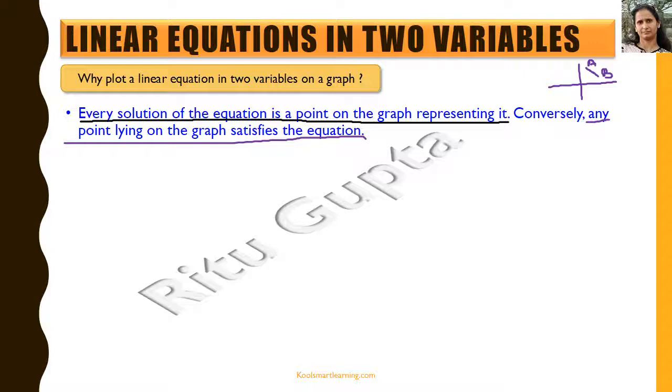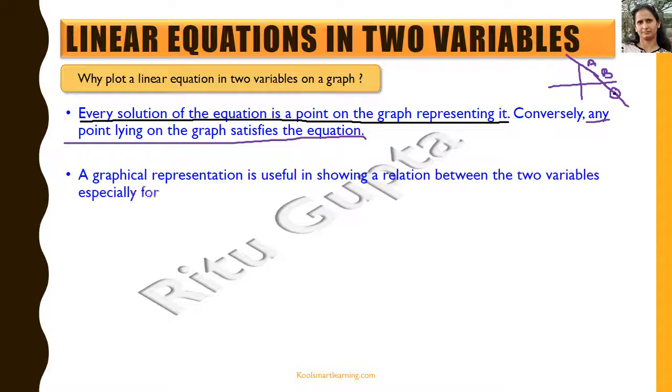every solution that we possibly find out has to lie on this graph, either the part of the graph that has been drawn or the extended graph. And conversely, even if we've not found that as a solution, if we mark any point which lies on the graph, we are sure that it is a solution of the equation.